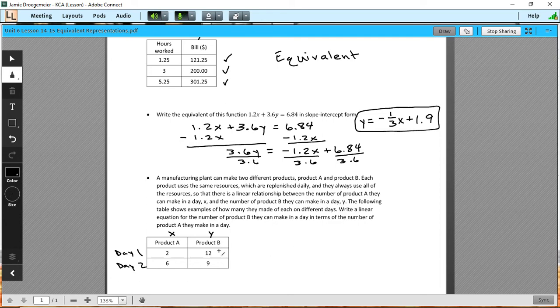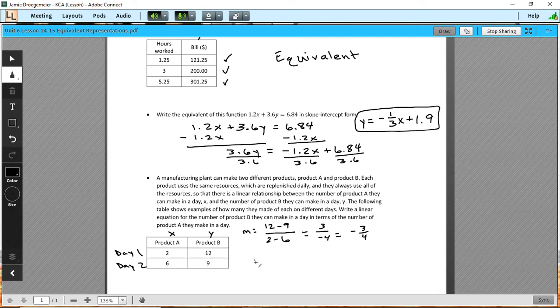All right, we can think of these in this table as ordered pairs. When X was 2, Y was 12. When X was 6, Y was 9. And so we want to write an equation. Well, we have 2 points, so we can start by finding the slope. My slope is going to be the difference between the Y values, 12 minus 9, over the difference between the X values, 2 minus 6. 12 minus 9 is 3. 2 minus 6 is negative 4. So my slope is negative 3/4.